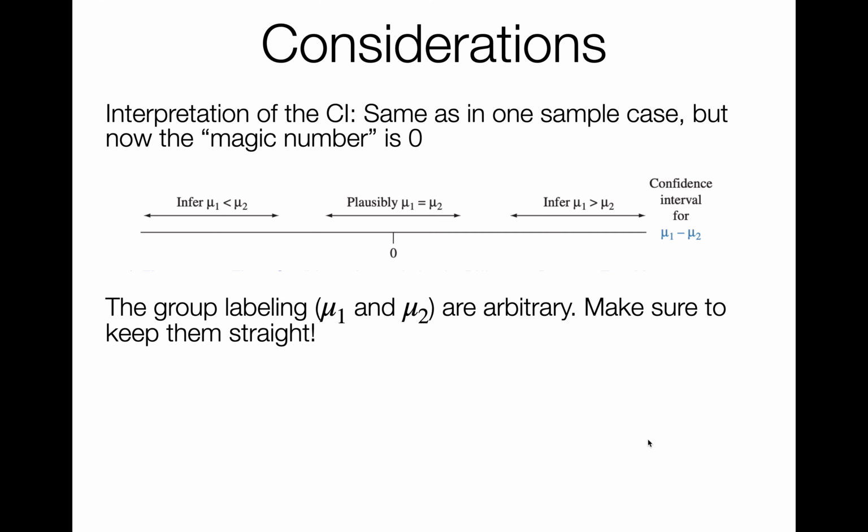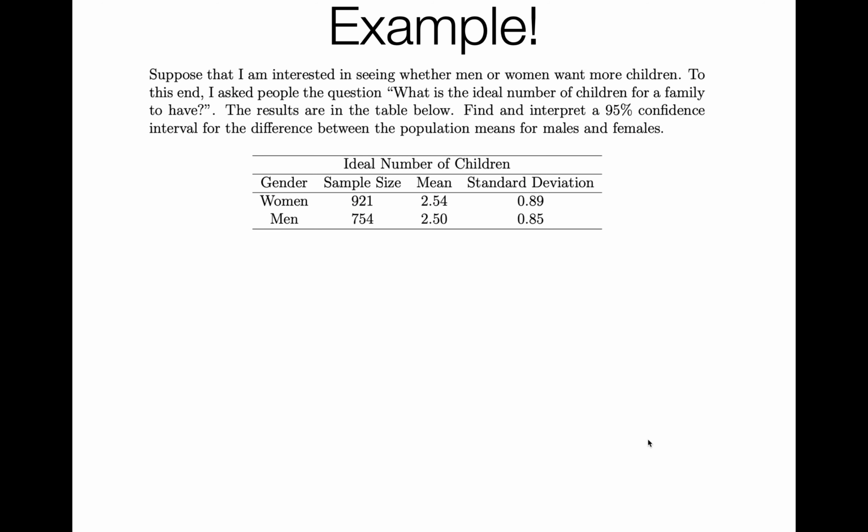Okay, so that's important. The other important thing is that the group labeling, mu1 and mu2, are arbitrary, meaning that they can switch depending on how you enter them into the software. So keep in mind how you enter them, because that could change the output and, in fact, could also change your conclusions. Okay, so let's move on to an example.